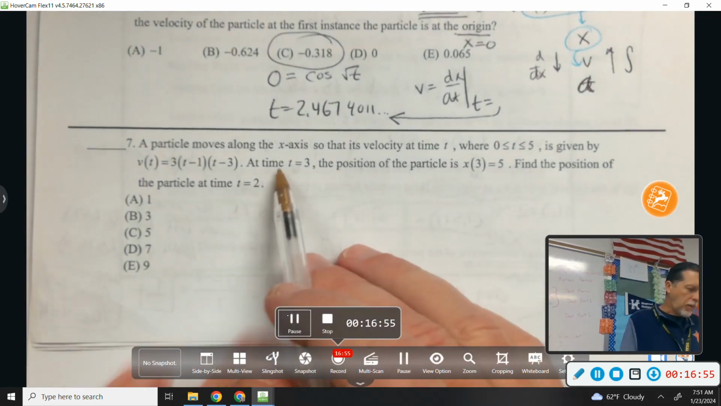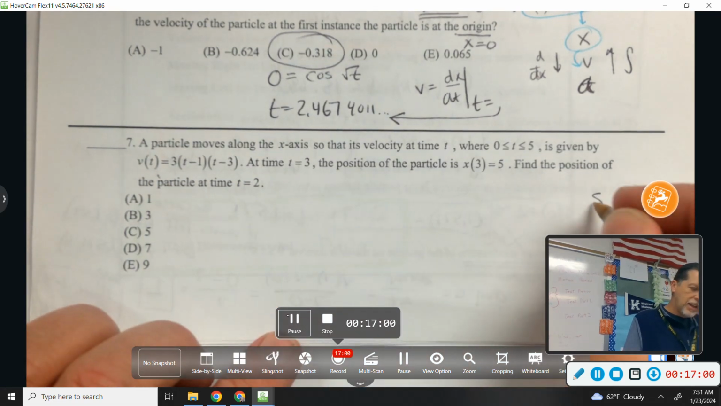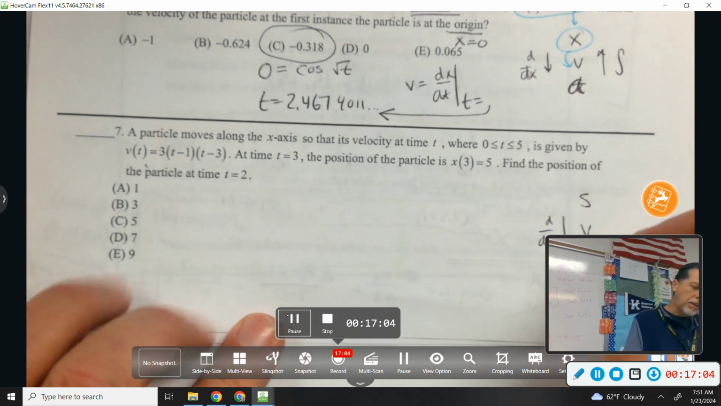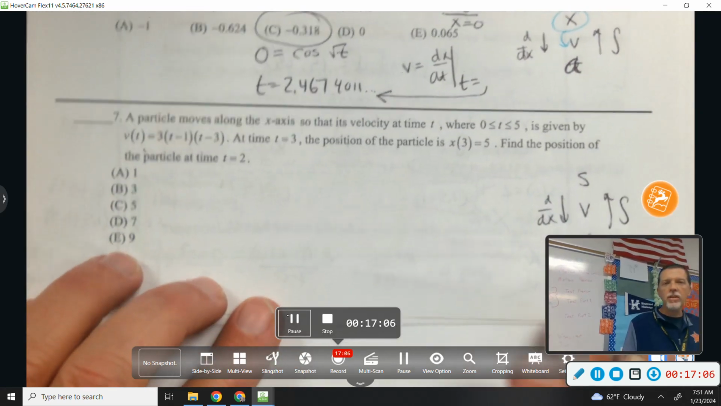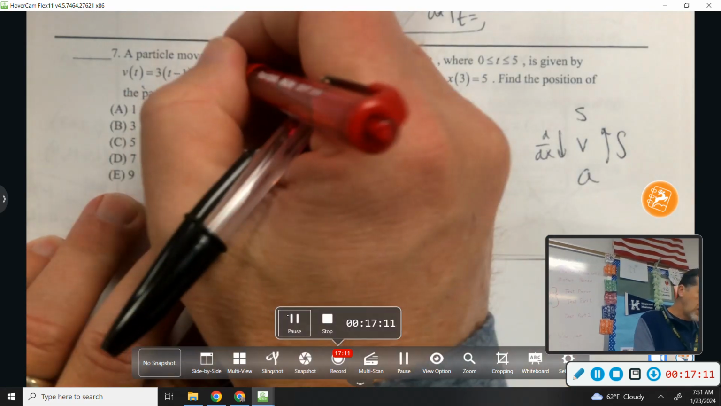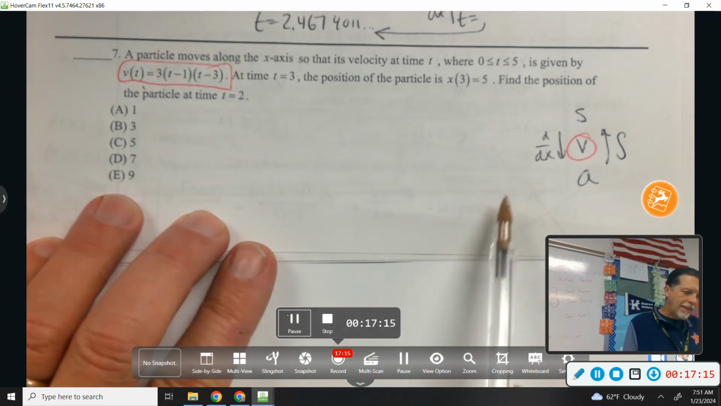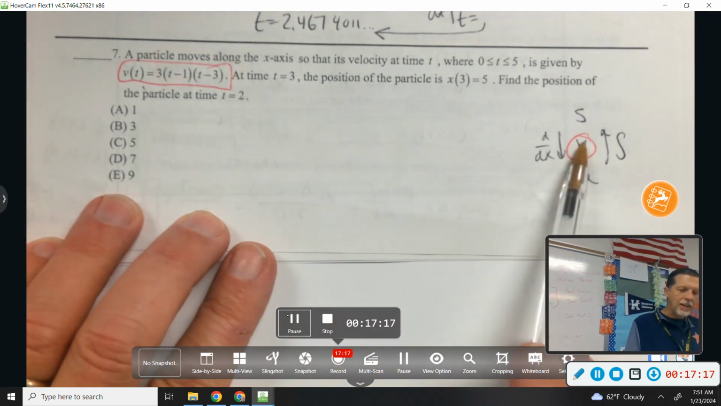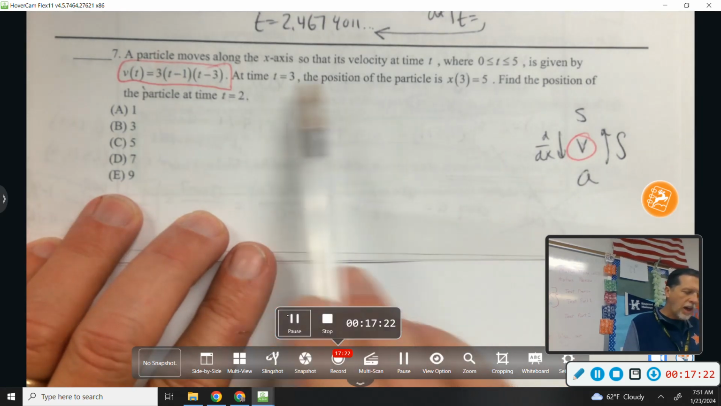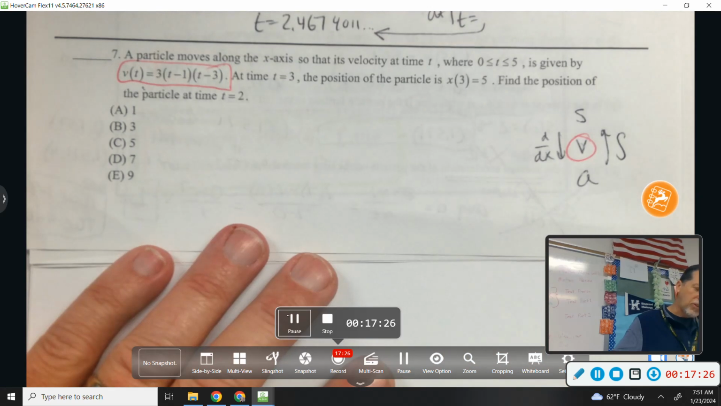Number 7, a particle moves along the x-axis so that its velocity... Again, I don't know, maybe it's overkill to write this every time, maybe it's helpful. This little picture, its velocity. So I already can tell if I need a position, I'll antiderivative. If I need an acceleration, I'll take a derivative. At t equals 3, the position of the particle is 5. Find the position.